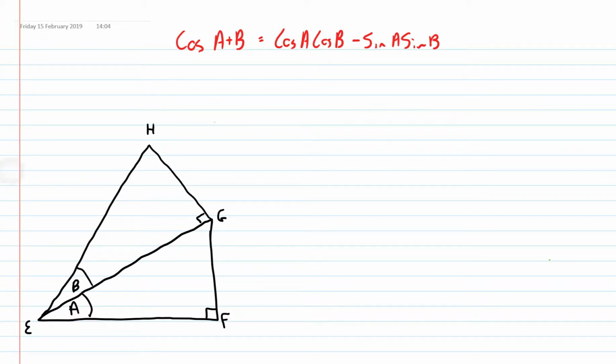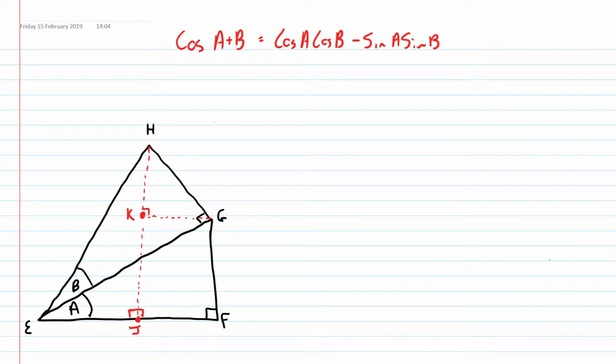Right, my next step, I'm going to drop a line from H down to make it perpendicular with EF. So there's two right angles, and I'm going to call this point J. And now I'm going to bring a line directly from G straight across to make sure there's a right angle between HJ, and I am going to call that point K.